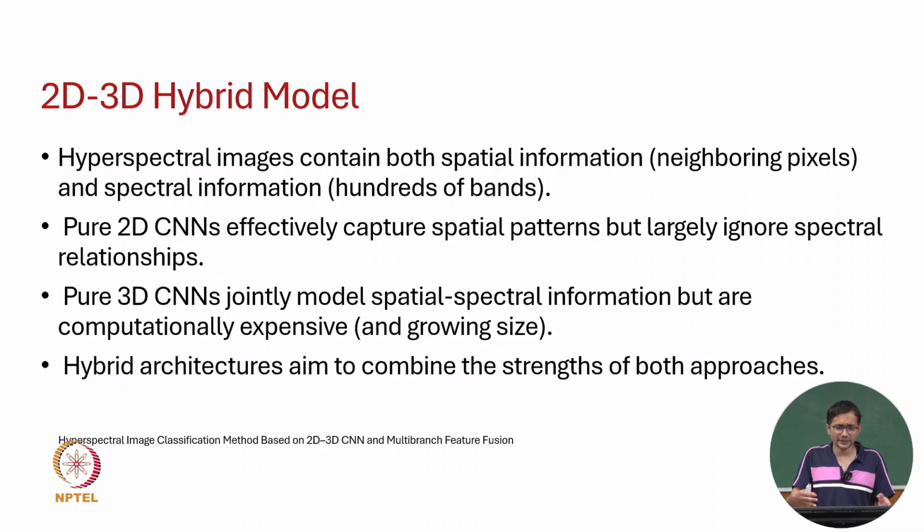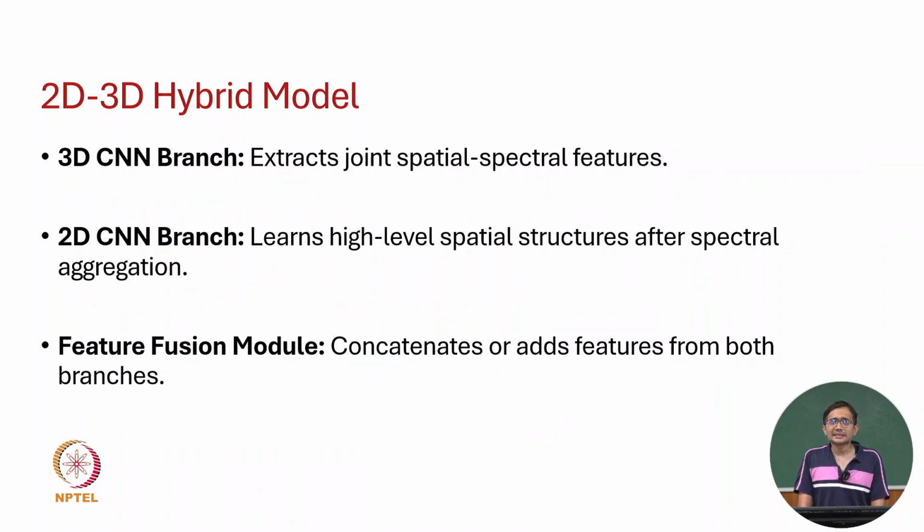hybrid doesn't just mean you need two branches. You can have multiple branches, but in each branch you can have 3D as well as 2D convolution. So the 3D, if we are thinking of a pure 3D CNN branch, is extracting the joint spectral-spatial features. The 2D CNN branch learns high-level spatial structures. The feature fusion module then will concatenate or add the features from both branches and then pass them on to some kind of classification layer.